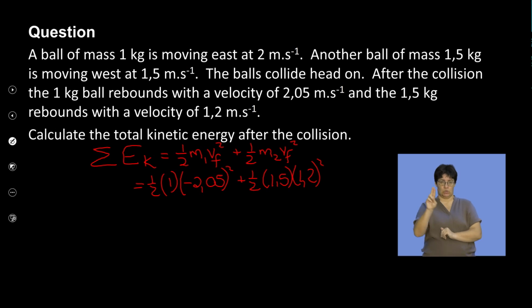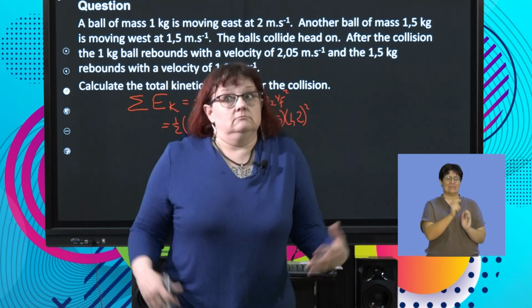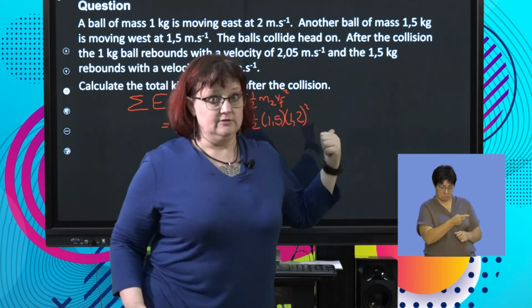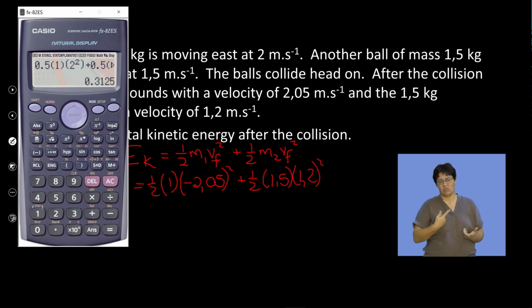There is no way I can do this in my head, and my maths isn't bad, okay? Please use your calculators. Now, there probably is someone, or more than one of you, who can do this in your head, and that's impressive, okay? I can't. So, calculator. Here we go. Let's clear what we had. So we're going to go 0.5 times 1 times negative 2.05 squared. We're going to add that to the 0.5 times 1.5 times 1.2 squared. There we go.